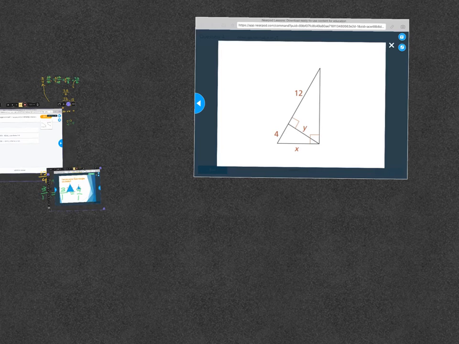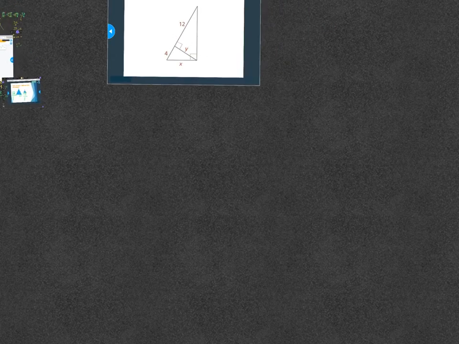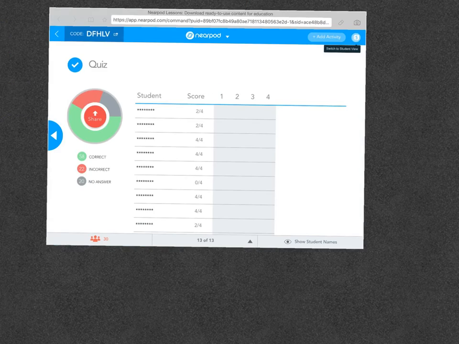Y squared equals 4 times 12. And then y equals the square root of 4 times 12. That's 2 and 2, and 2 and 6, which is 2 and 3. Each pair of the same number brings 1 to the outside, and there's a 3 left without a partner, so it's 4 root 3. Okay, so that's not every single type of question that's on your test, but it's a good chunk of them.